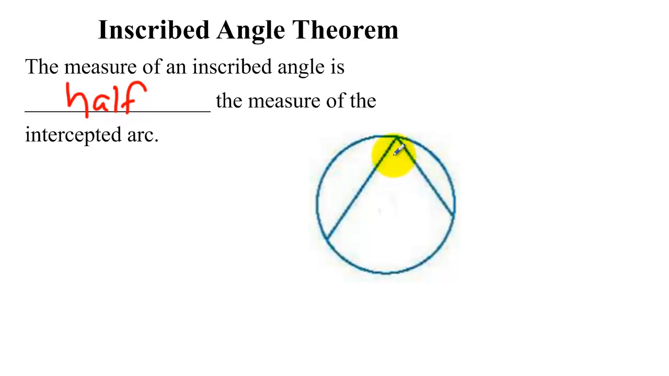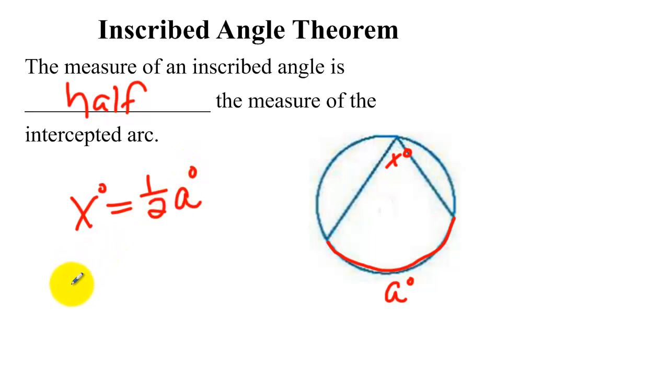So in our diagram here, if this is our angle measure, let's call it x degrees, and this is our intercepted arc across from it right here, we'll call it a degrees for arc. The x angle is always going to be half of that arc angle. That's the theorem. Let's use it in some examples.